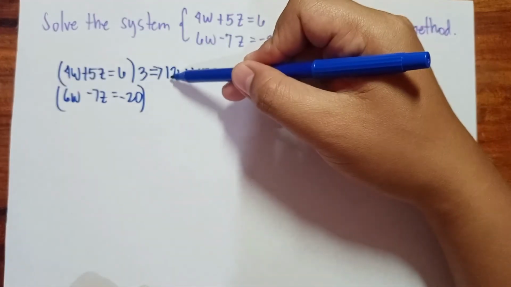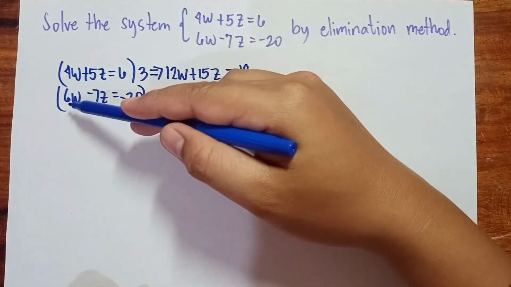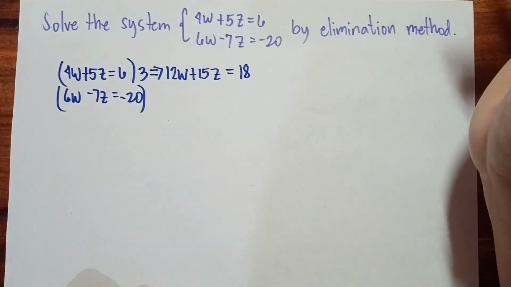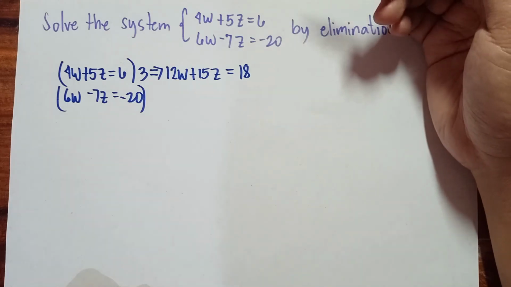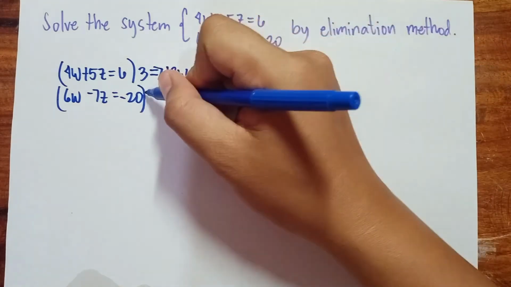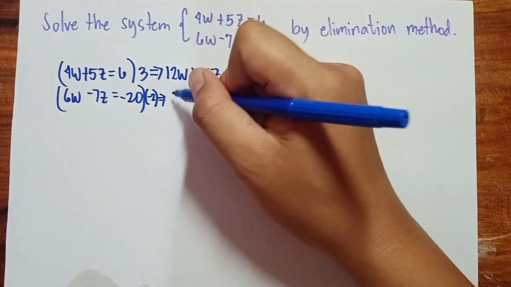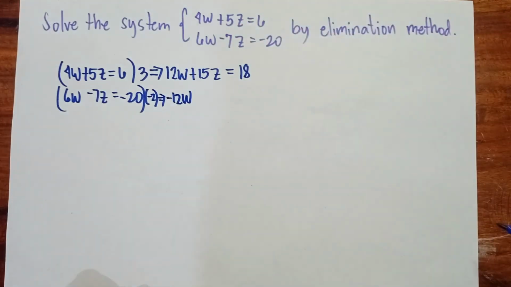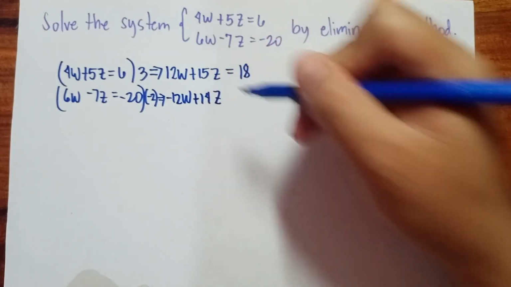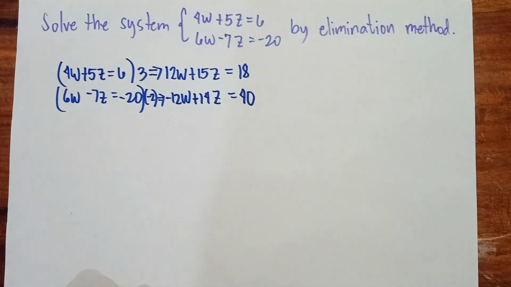How about sa second equation? Since the first equation is 12W, okay, yung coefficient natin is 12, so yung gagawin natin sa coefficient ng W sa second equation, dapat yung coefficient niya is magiging negative 12 para maging inverse sila sa isa't isa. Okay? So what will be multiplied to 6 to make it negative 12? Okay, tama. We are going to multiply by negative 2. Okay? So, negative 2 times 6W, that is negative 12W. Negative 2 times negative 7Z, that is positive 14Z. And negative 20 times negative 2, that is positive 40.